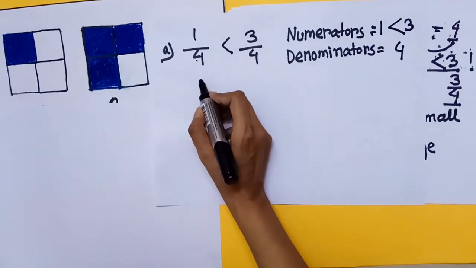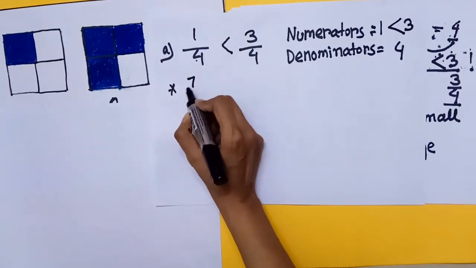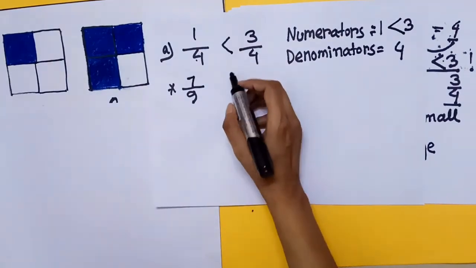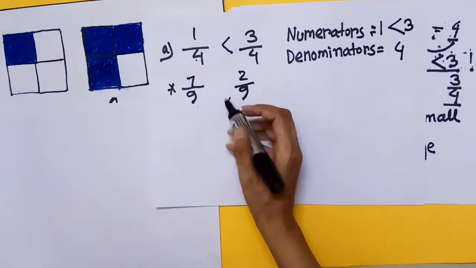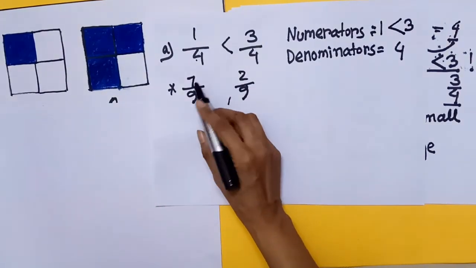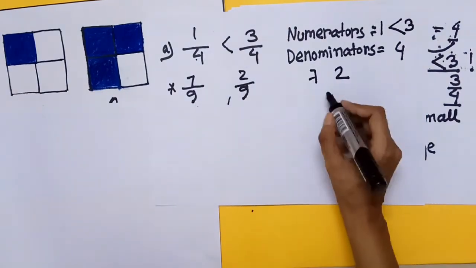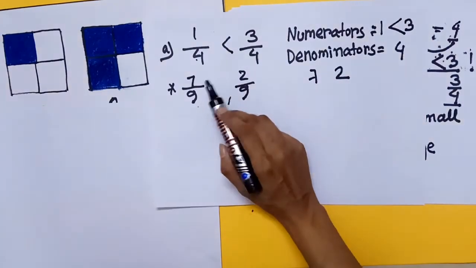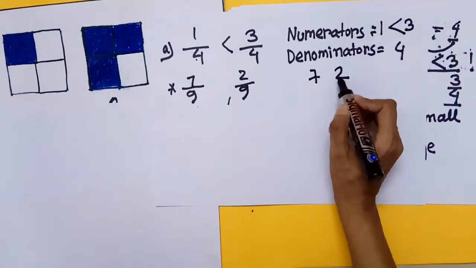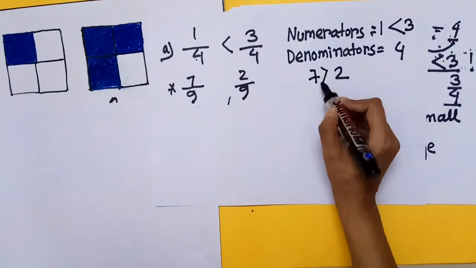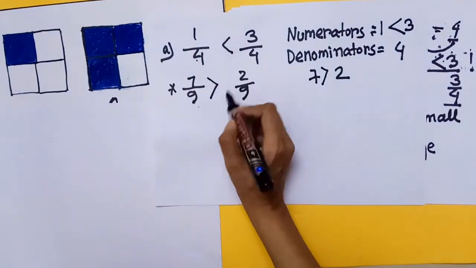Again, 7/9 and 2/9. In this one, the numerators are 7 and 2. The denominator is the same, so we compare 7 and 2. 7 is larger, so 7/9 is larger than 2/9.